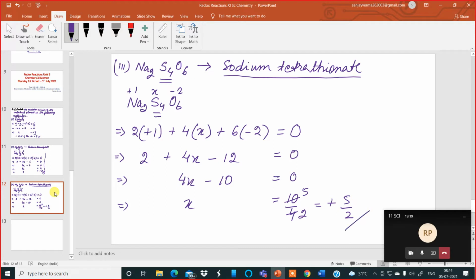Now, this is an example of an oxidation number which is fractional. It is called fractional oxidation number. So, in the examination, you will get questions where multiple choices will be given. Whenever you do the calculation and get the oxidation number of any element, if it comes fractional, don't get confused. It is possible. The possibility of getting a fractional oxidation number is also there. Okay, this was number 3.